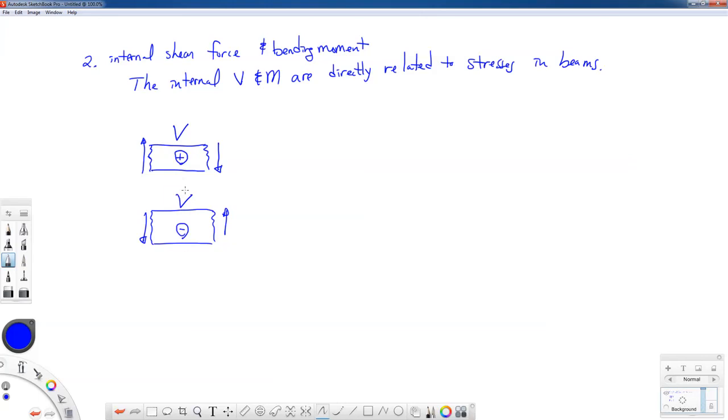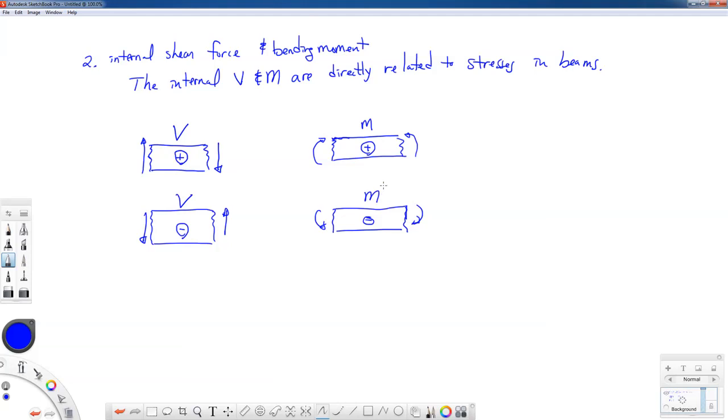There's also a sign convention for the internal bending moment. The internal bending moment for a section of a beam, let's draw it straight, here's my cut, is such that it puts the top of the beam in compression. And likewise, if we cut away part of our beam and the bending moment goes this way, then that means the top of the beam is in tension. We have a negative bending moment.